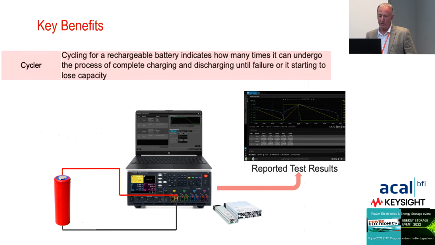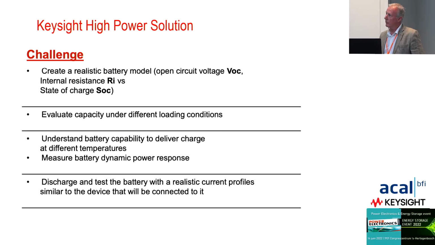So we've looked at quite small cells typically for this kind of start of the presentation, but we do have solutions for high power as well. And again, the same kind of challenges exist. So how do you create a realistic battery model? You need those 3 parameters: state of charge, the internal resistance, and the open circuit voltage.